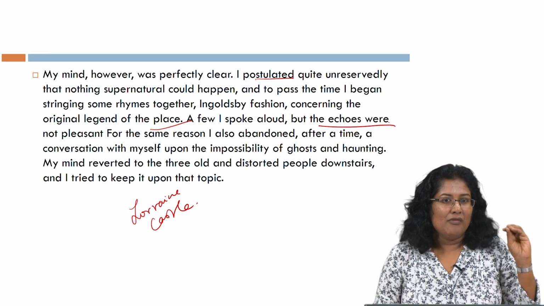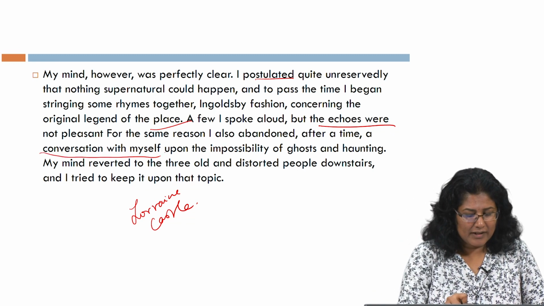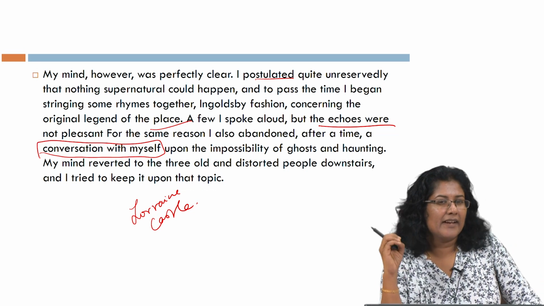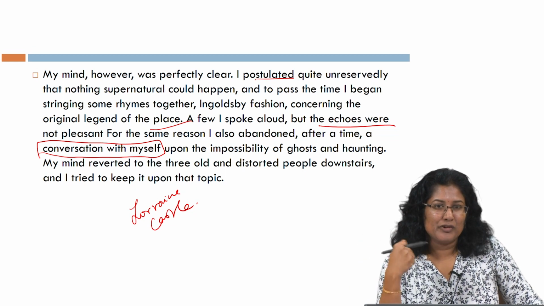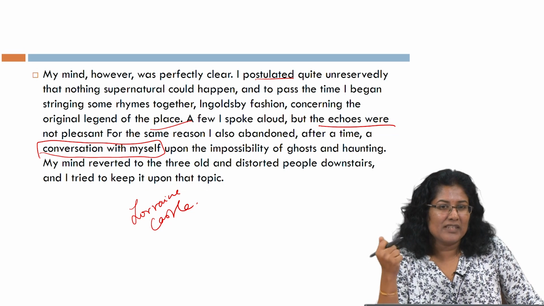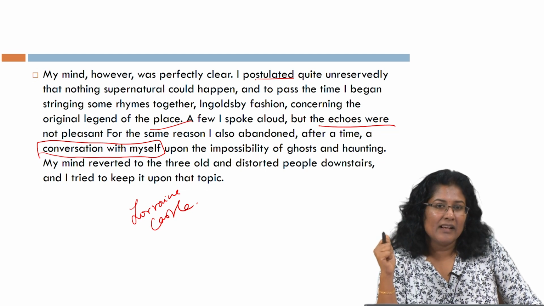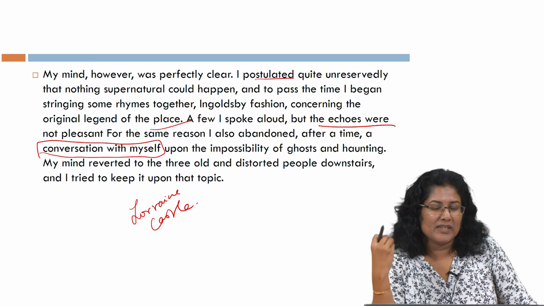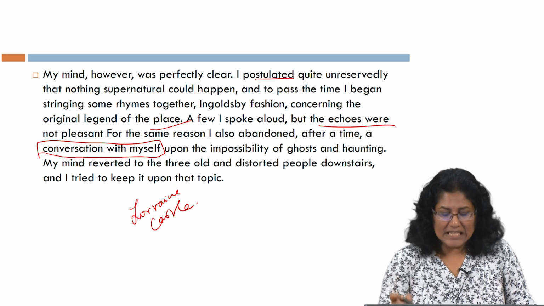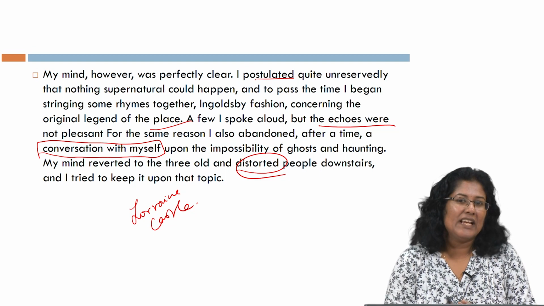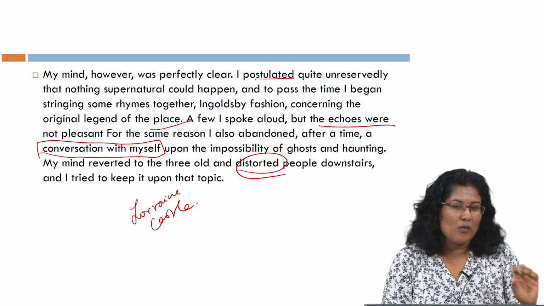Perhaps it's scaring him. For that same reason, he also abandoned, after a time, a conversation with myself. That's very odd, because talking to oneself in a silent room, especially the red room, where he has taken up his vigil in order to test the theory of hauntings, raises a question: if you talk to yourself, are you sane to do such a thing? And so he stops this conversation, and his mind goes back to the three old people. Distorted people is an interesting word. The three distorted people who are downstairs, and he tries to think about them and not let his mind wander.